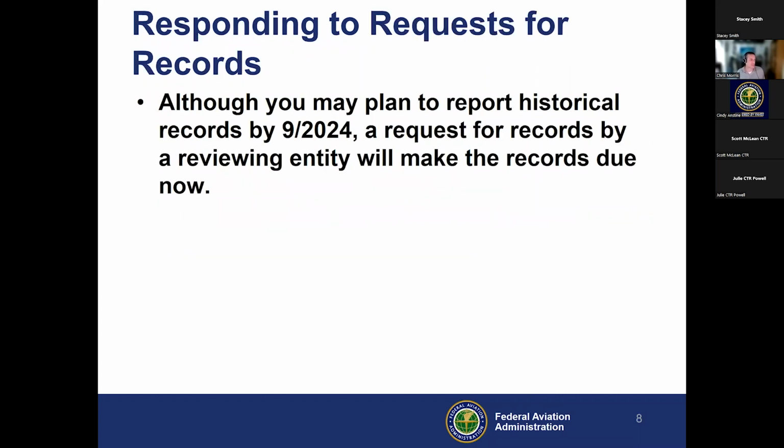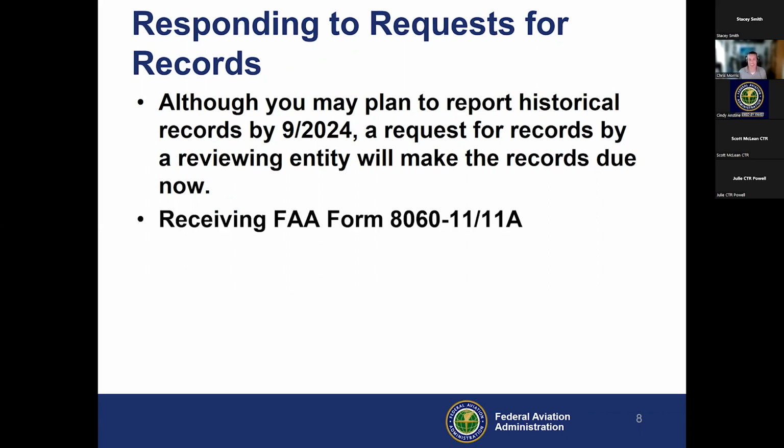That's probably good. So, the other thing I mentioned is that the trigger is that you might get a record request in PRD. And so we speak to that a little bit more here on this slide. You might have planned to report certain historical records as late as September 2024, because the regulation allows that. But you might get a request for records by a new employer, and that basically makes that record due now. You have to provide that record.